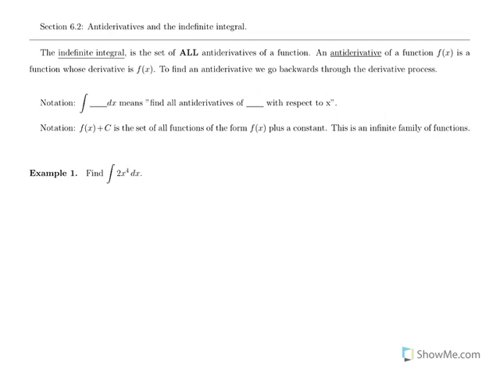This is defined to be the set of all antiderivatives of a function, where an antiderivative of a function f of x is a function whose derivative is that function. In short, to find an antiderivative, we're going to go backwards through the derivative process. Sometimes this is an easy thing to do, and sometimes we're going to see it's a very difficult thing to do. Let's look at some notation we're going to use a lot of.